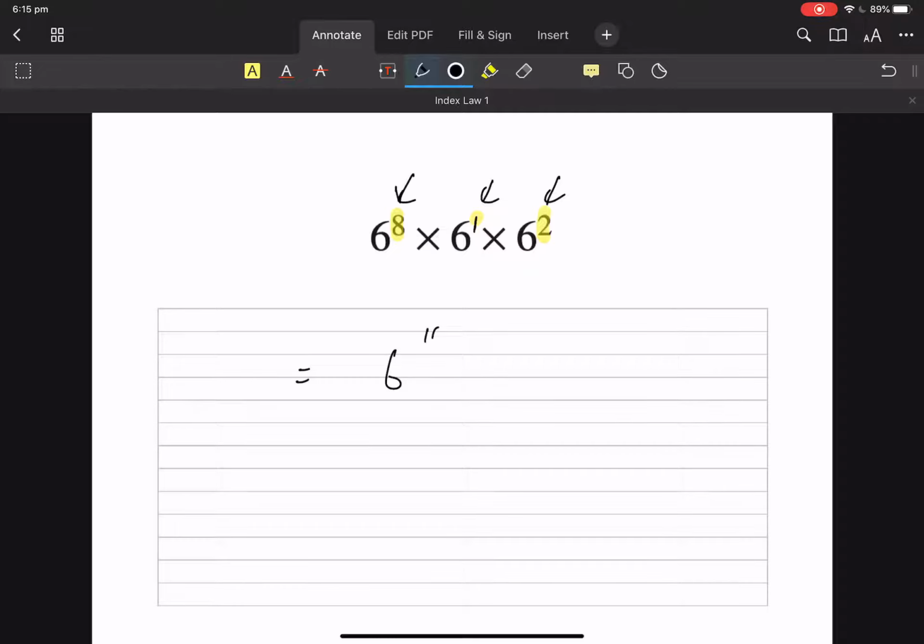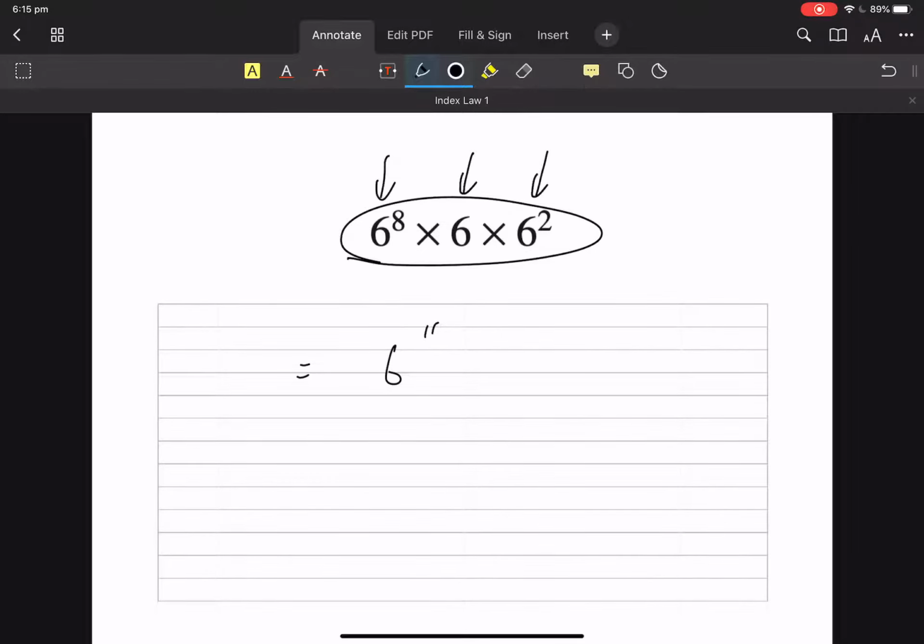The other way that I'd like you to think about that is I'd like to ask in class, how many 6s do you see? And you're going to go, there's 8 there, there's another one there was 9, and another 2 is 11. So there are 11 6s there. That's why it's 11 in the power, 6 to the power 11.